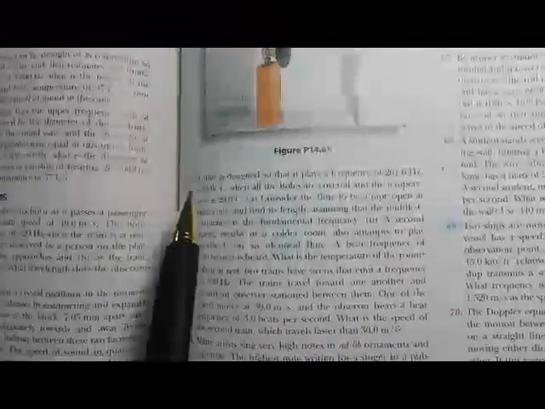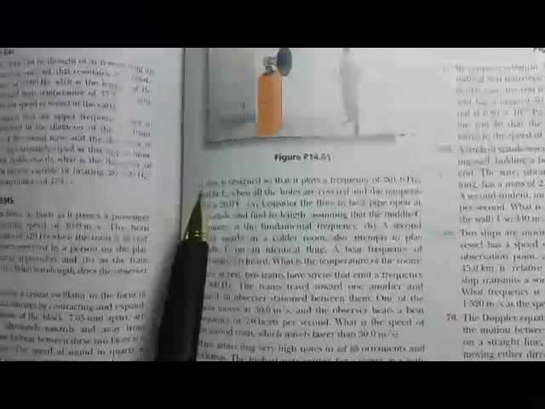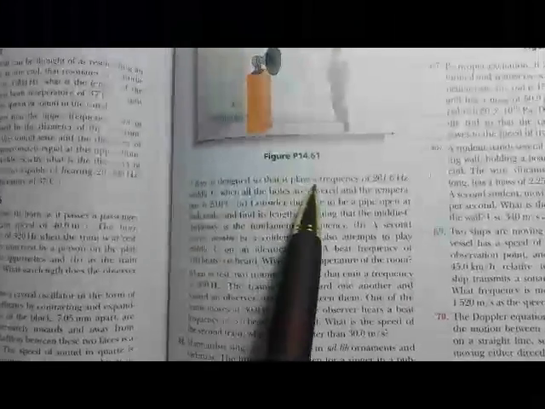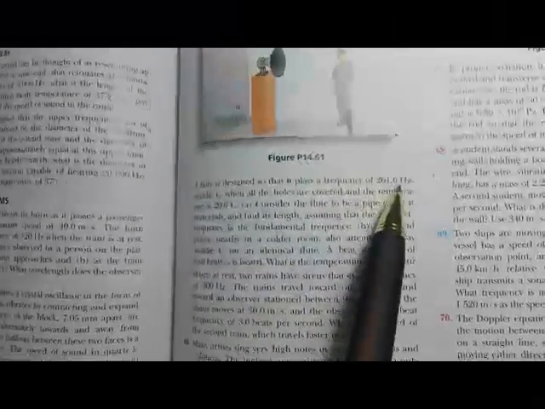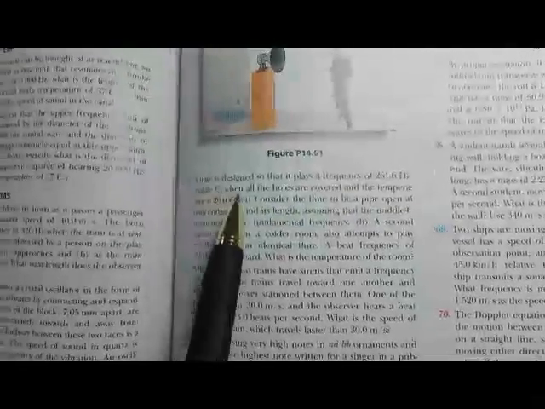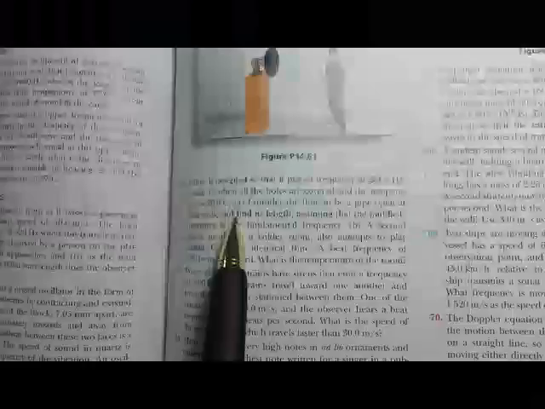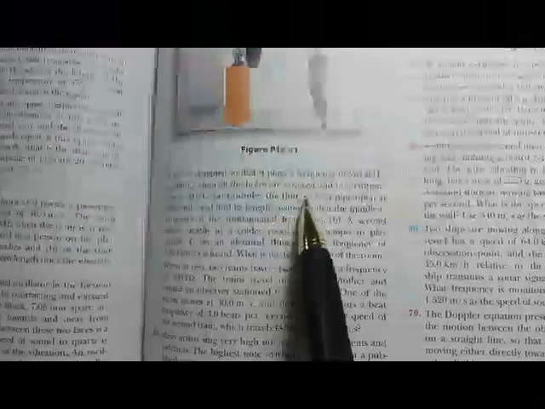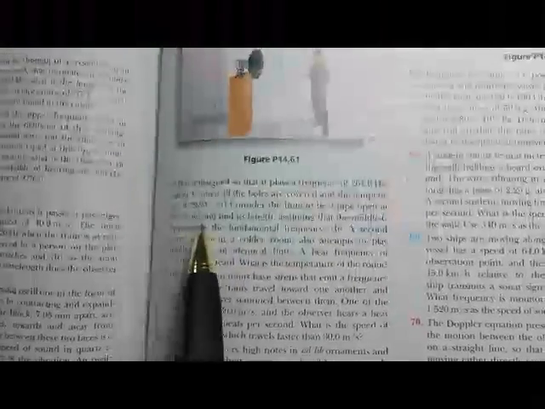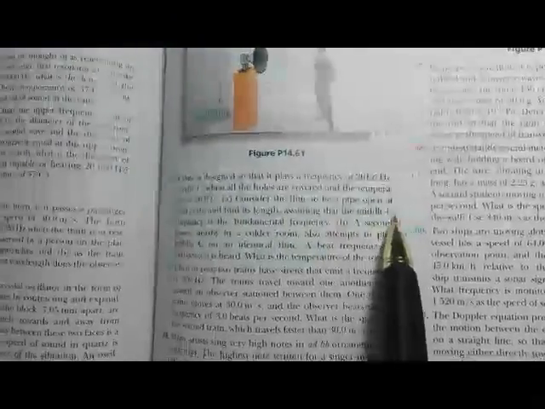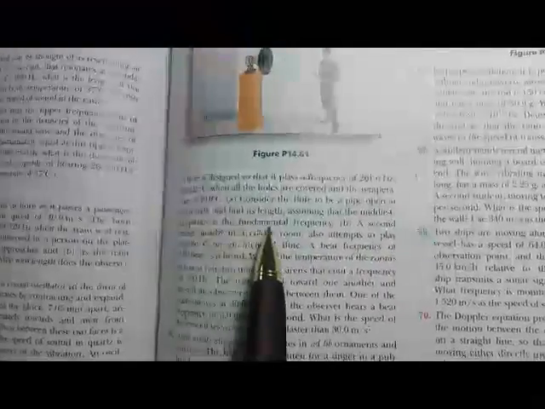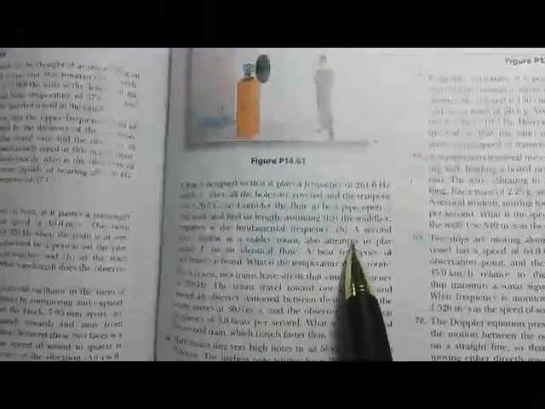So I did number 62 from Chapter 14. A flute is designed so that it plays a frequency of 261.6 Hz, middle C, when all the holes are covered and the temperature is 20 degrees Celsius. A. Consider the flute to be a pipe open at both ends and find its length, assuming that the middle C frequency is the fundamental frequency.